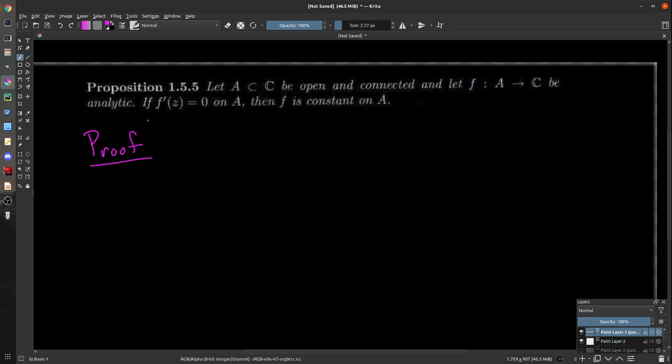Let's actually go through and prove this. This is a great little argument. This is actually a very smooth and pretty argument. Let z1 and z2 be elements of A.